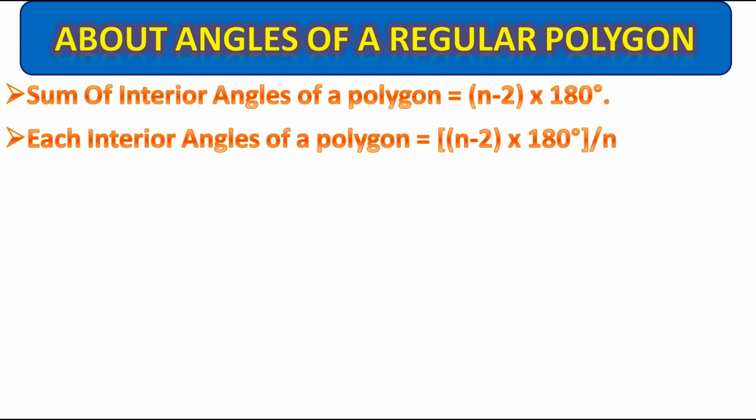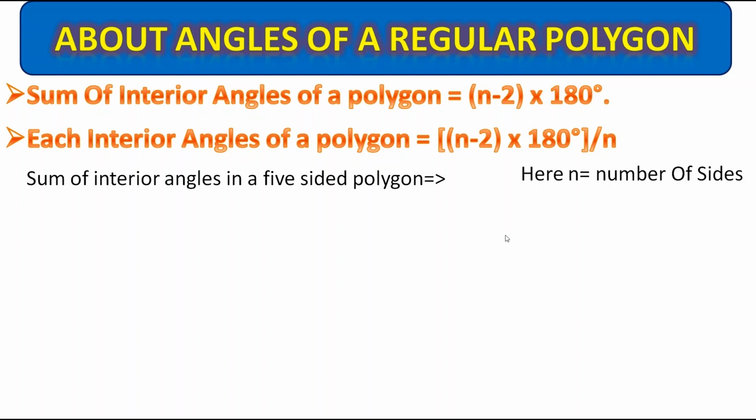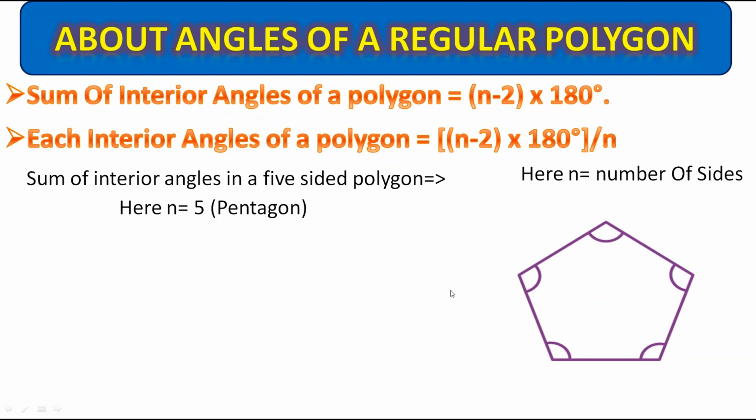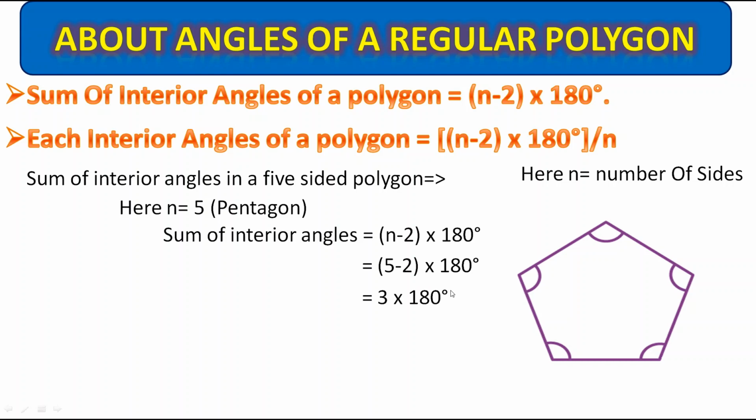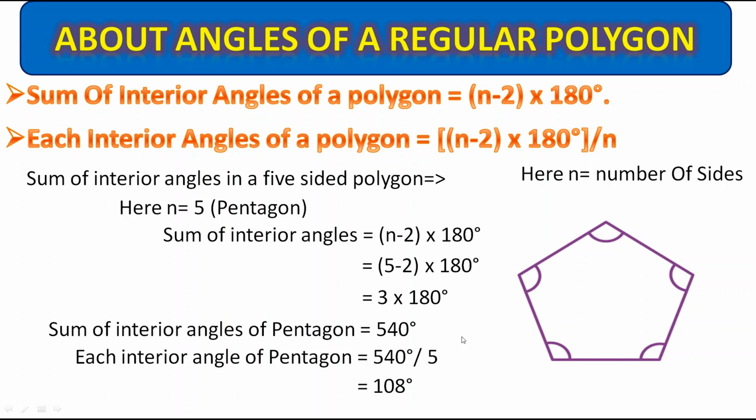So here n is equal to number of sides. Let's find out the sum of the interior angles in a 5-sided polygon, that is pentagon. Okay, so for that we should use this formula. So n minus 2 means 5 minus 2 into 180. So 3 into 180 gives you the answer as 540. So the sum of interior angles of a pentagon is equal to 540. Okay. So each angle, if we have to measure, what we have to do? We have to divide this number by n, that is 5. So 108. So what we got, each interior angle of a pentagon is equal to 108 degrees, and the sum of interior angles of a pentagon is 540.